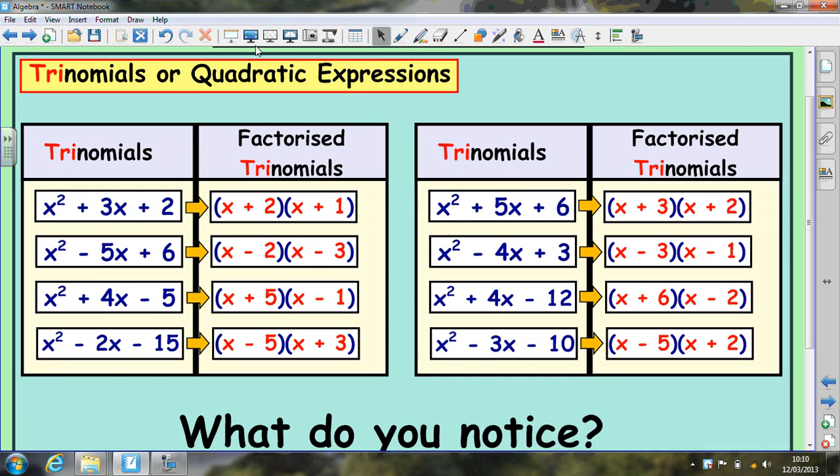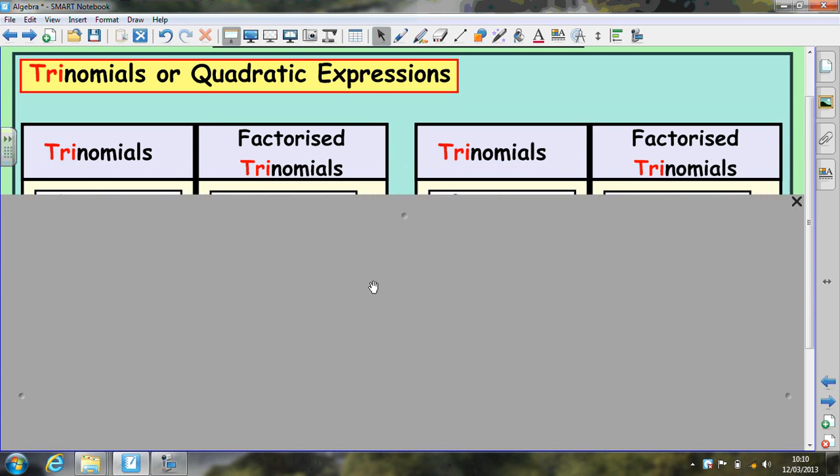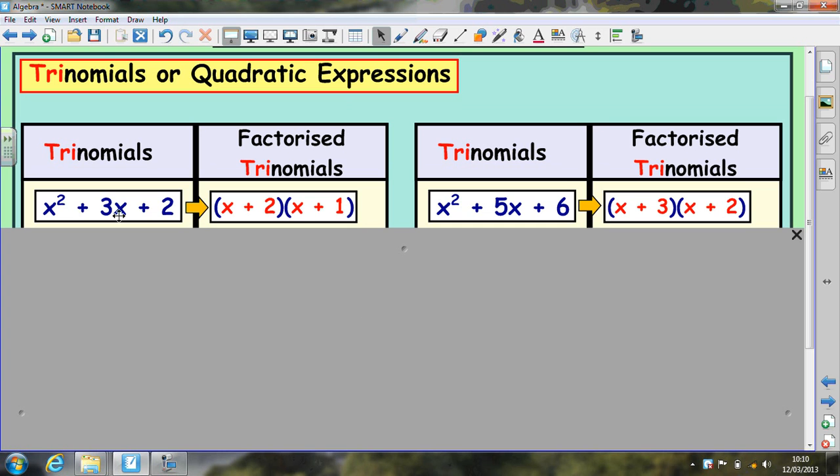So let's look at the first example here and see if we can spot any patterns. There's two examples here, this first one going into double brackets and this second one going into double brackets. Now, when you're factorising the trinomial with an x squared term at the start, you always put an x and an x at the front of your brackets to form the x squared. The numbers at the end of the brackets are factors of the last number, i.e. numbers that multiply together to make the last number. In this case, we have 2 times 1 to make the 2.